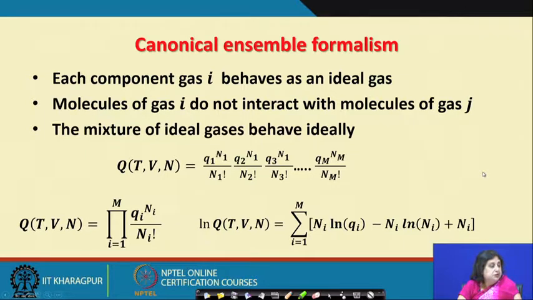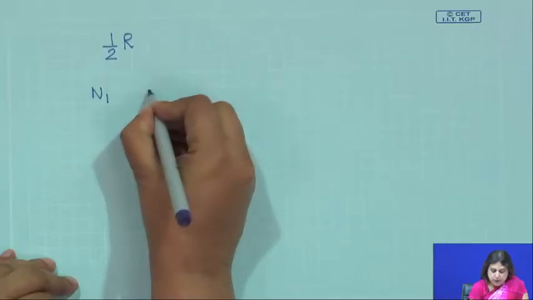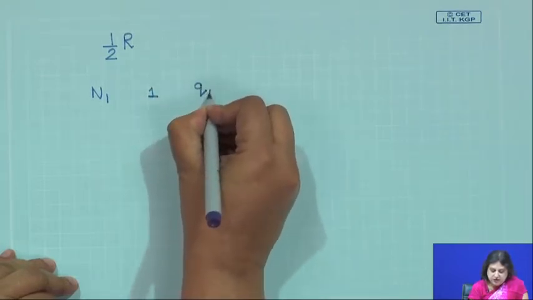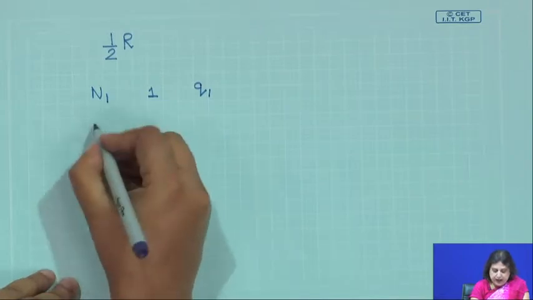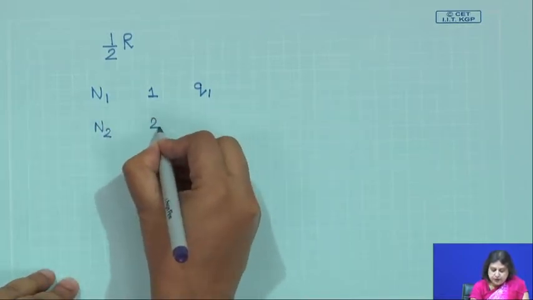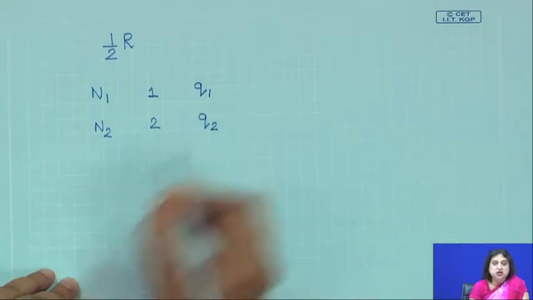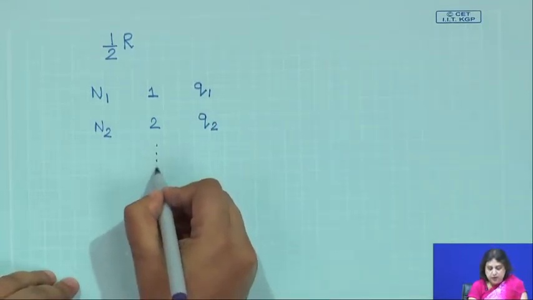So, here there are certain assumptions which are very, very important. I understand that each of the component gases behaves like an ideal gas, and also that the molecules of gas I do not interact with the molecules of gas J, so that the mixture on the whole acts as an ideal gas mixture. And therefore, now I have in my mixture N1 particles of type 1, for which the single particle partition function can be written as Q1. I have N2 particles of type 2, for which the single particle partition function can be written as Q2, and so on and so forth.